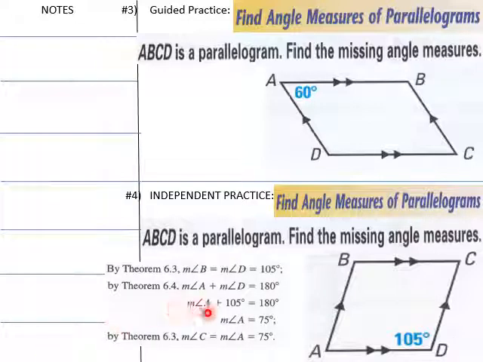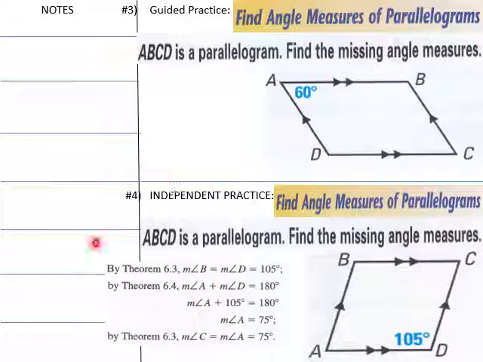Okay, welcome back. Here is the solution for number 4. So we have a 75-75 situation. These would be the same. Angle B would be the same as angle D here, 105. So angle A and angle C would be 75 in this case. Measure of angle C equals measure of angle A. So angle C and angle A would equal 75 degrees, and B would be 105.